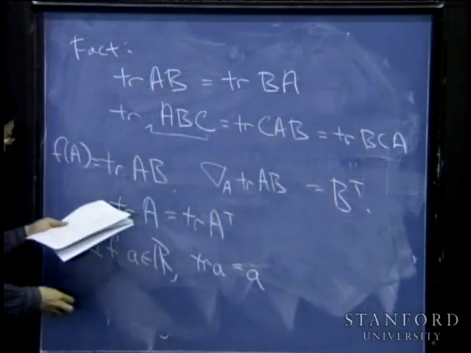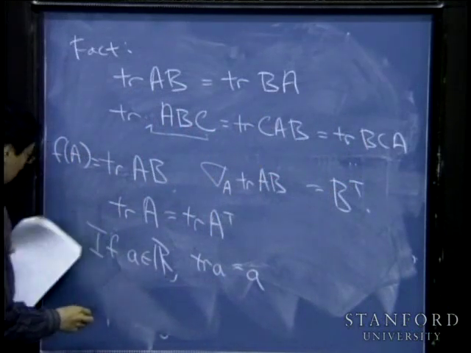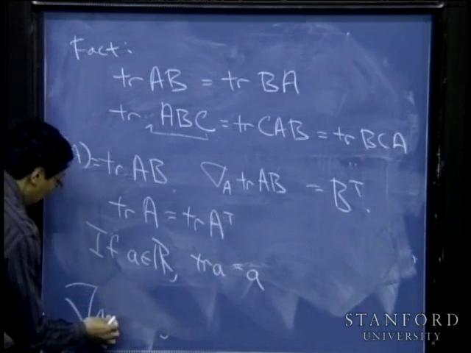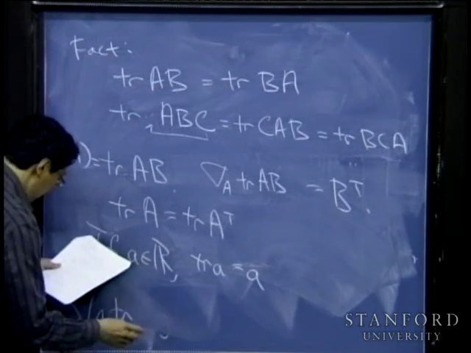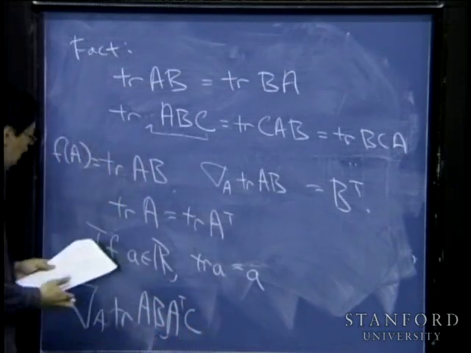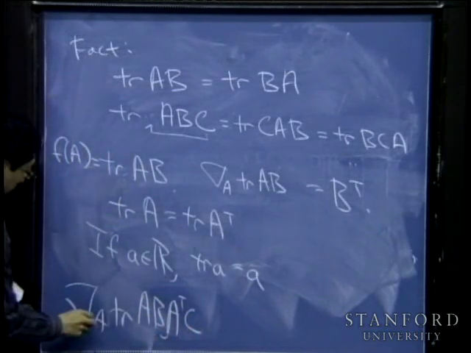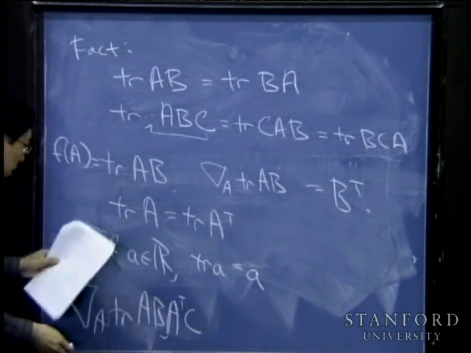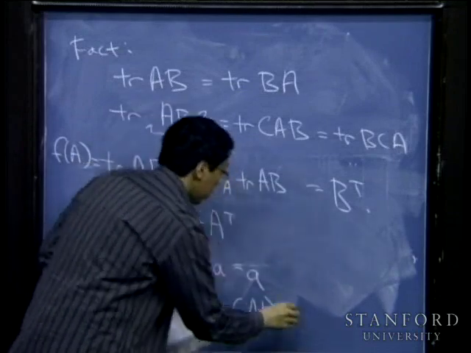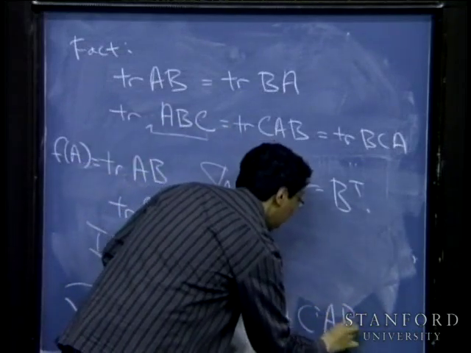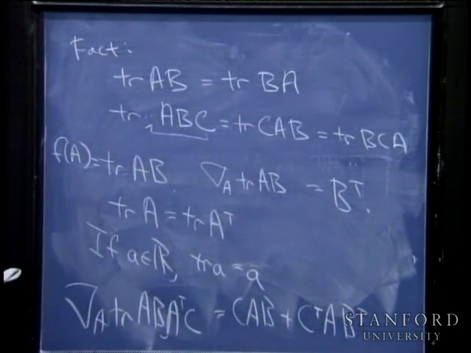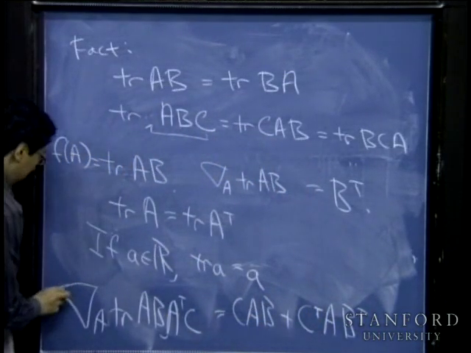And lastly, this is a somewhat tricky one. The derivative with respect to the matrix A of the trace of ABA transpose C is equal to CAB plus C transpose AB transpose. And I won't prove that either. This is just algebra, work it out yourself.